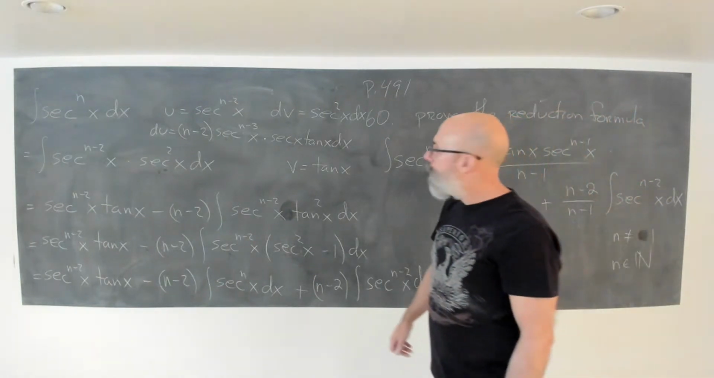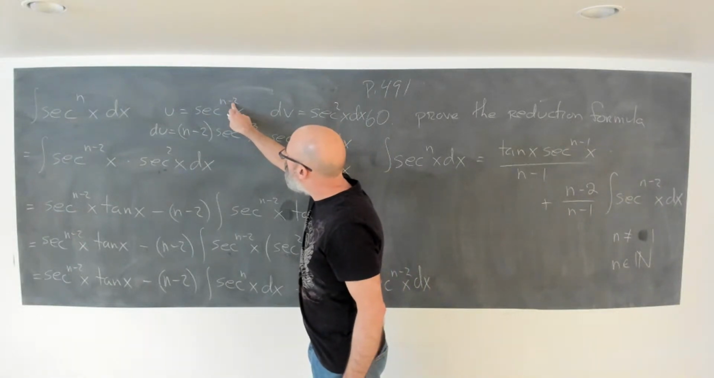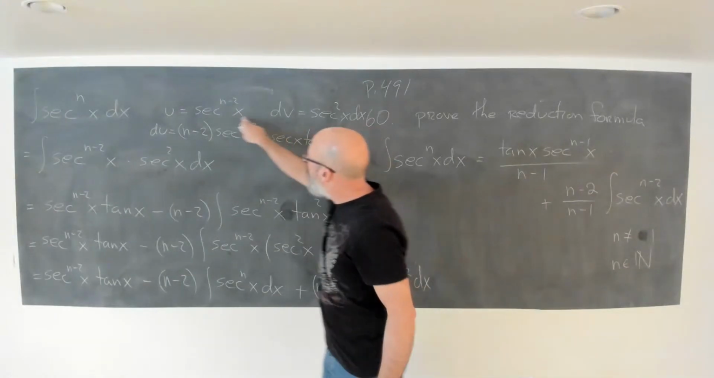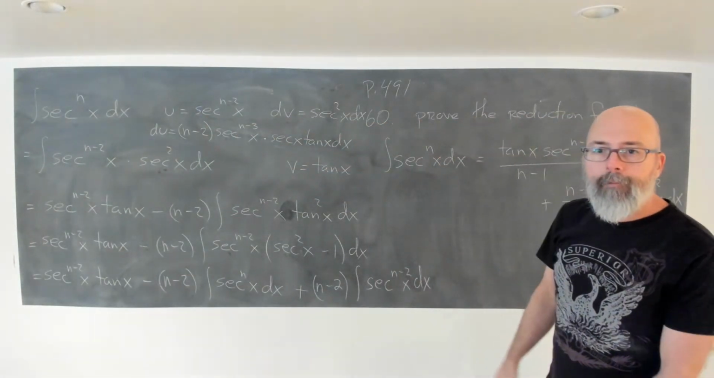How did we find the du? It's just the derivative of this. This is something to the n minus 2. So you differentiate the power, and then you multiply by the derivative of the inside. Chain rule.